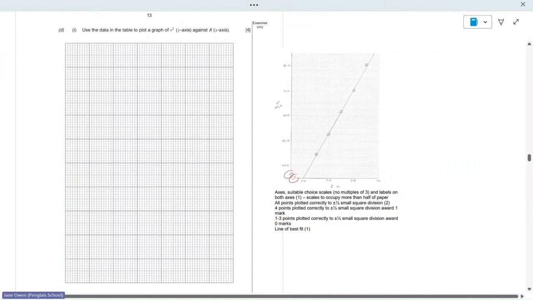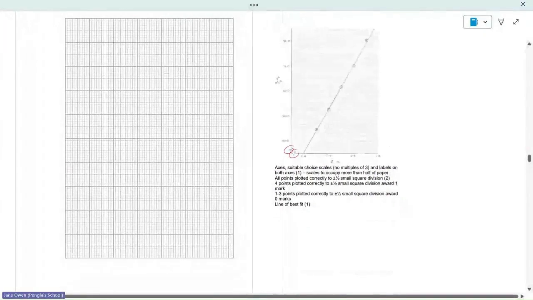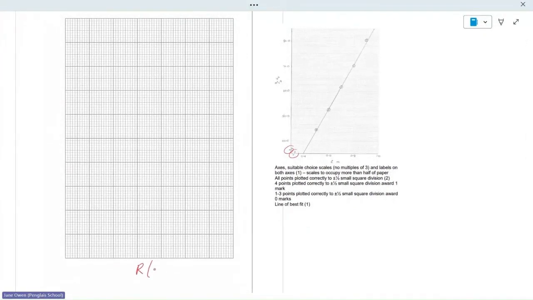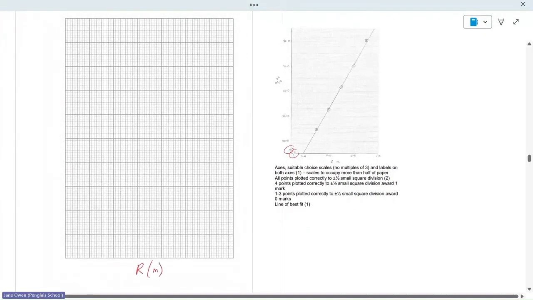start. So, for example, we're going to put R along here. So put meters in brackets or with a slash. We're going to put V squared here. So remember, it's not just meters per second, but it's all of that squared. All right.